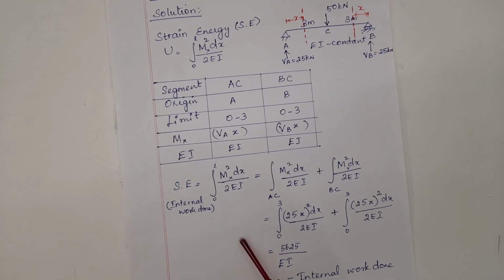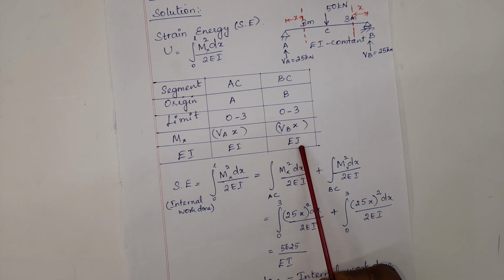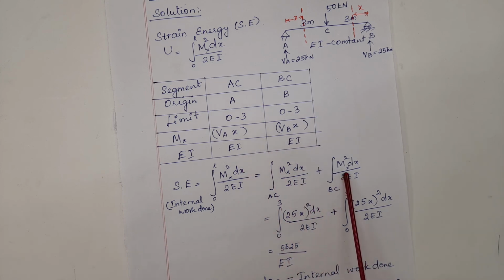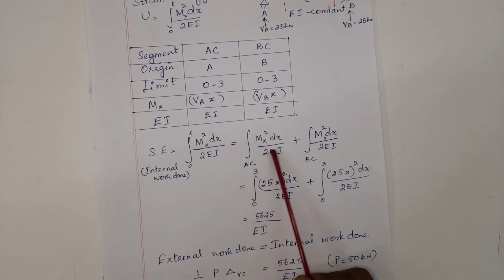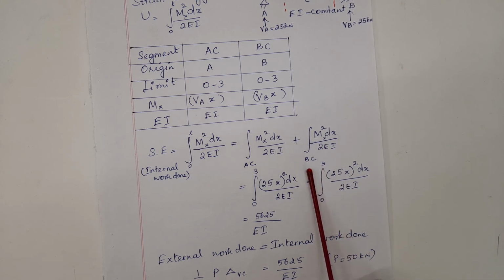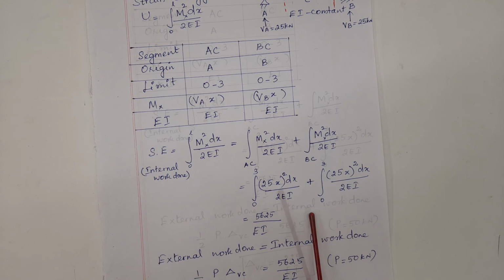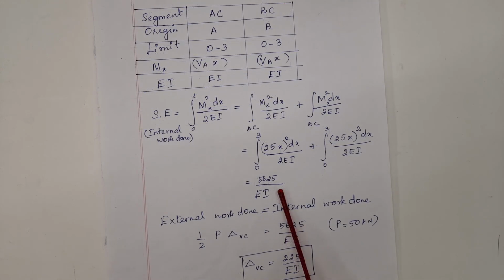The relation is given as integral 0 to L M squared dx by 2EI. Here there are two segments, so integration has to be done separately for the two segments and added up to get the net value. Integral M squared dx by 2EI of AC plus integral M squared dx by 2EI of BC is calculated by substituting the corresponding values of M, EI and the limits. After integration, the result is given here.